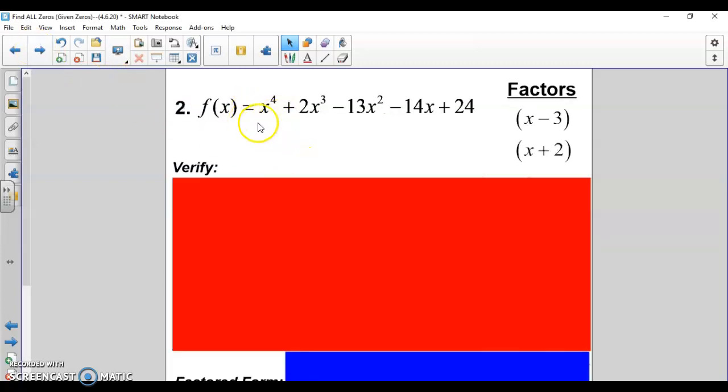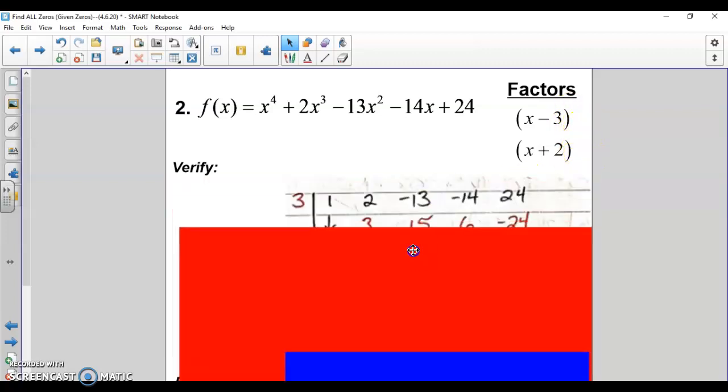Notice I'm starting with an x to the 4th. If I start you with an x to the 4th, I'm going to give you 2 sets of factors here. Promise you that. Now, verification.